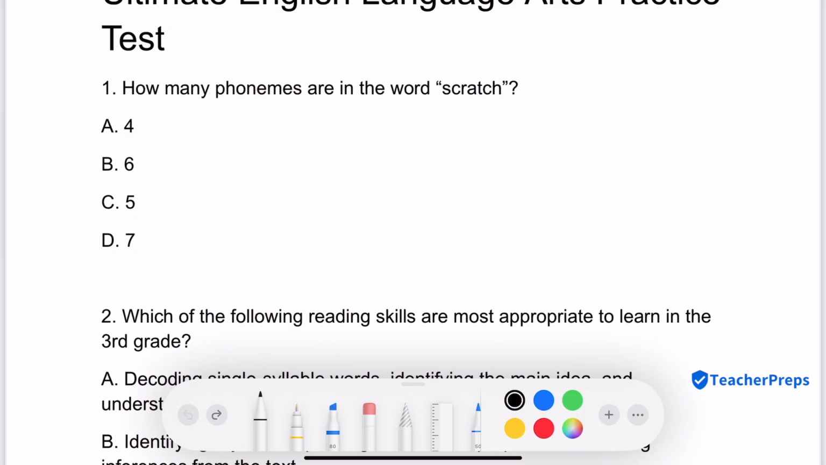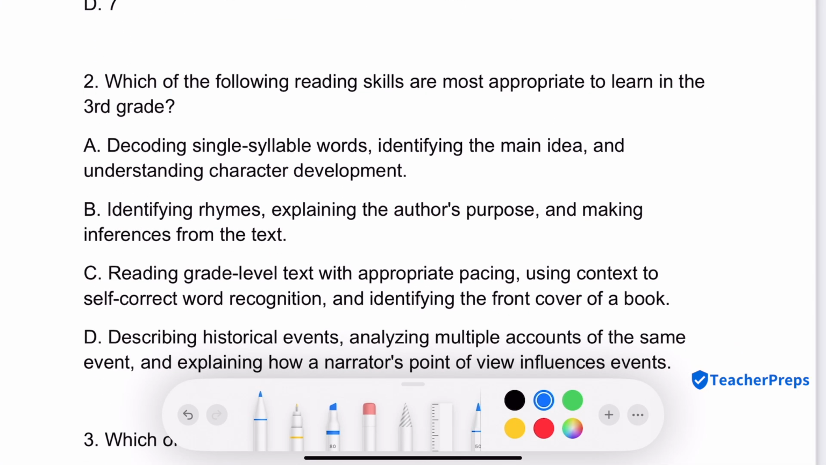That's a trap. Sound it out slowly. This is S, K, R, A, and then CH. So S, K, R, A, Ch. Notice that the CH is one single sound, and the CH makes that Ch sound. So here we have a total of 5 sounds. These are 5 phonemes. All right, so we're going to go ahead and select answer option C. Moving on down, let's read this.